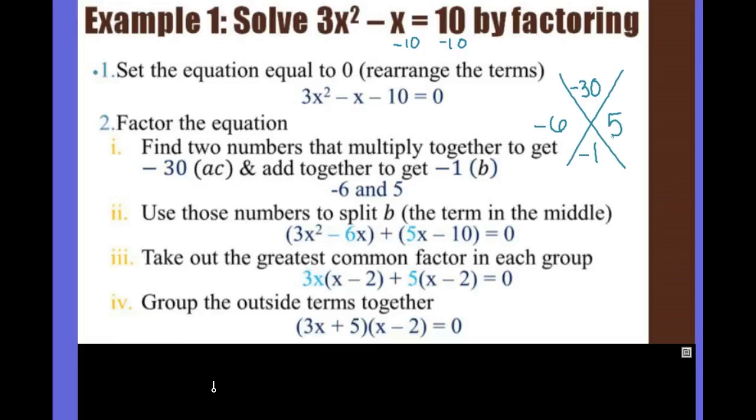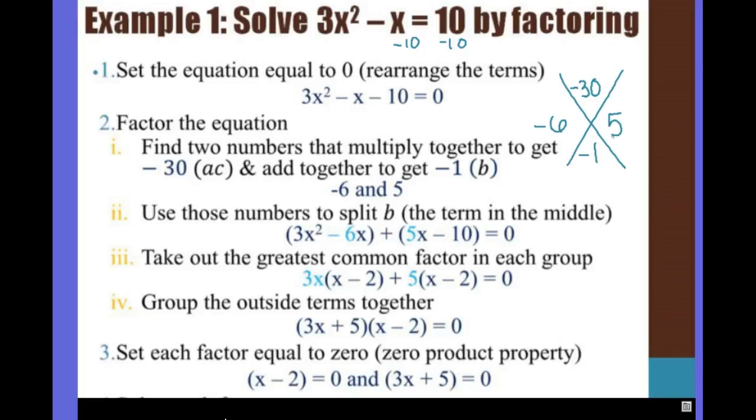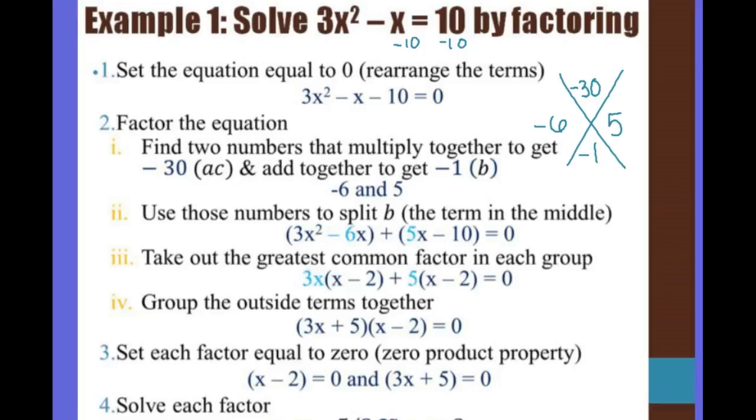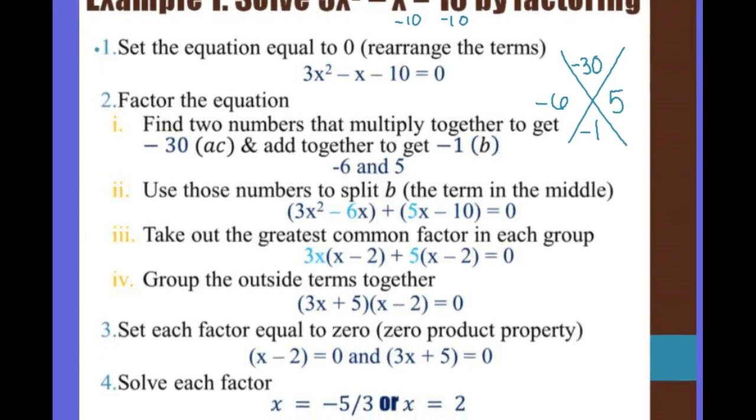Here's the new step. Set each one equal to 0 separately and solve for x. So you've got x minus 2 equals 0, and 3x plus 5 equals 0. So your final answers are x equals -5/3 or x equals 2.